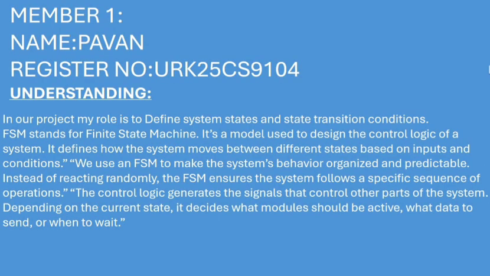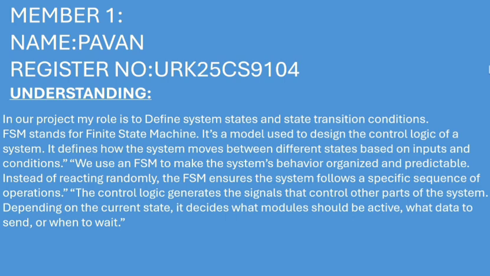In our project, my role is to define system states and state transition conditions. FSM stands for Finite State Machine. It's a model used to design the control of a logic system. It defines how the system moves between different states based on inputs and conditions. We use an FSM to make the system's behavior organized and predictable. Instead of reacting randomly, the FSM ensures the system follows a specific sequence of operations.